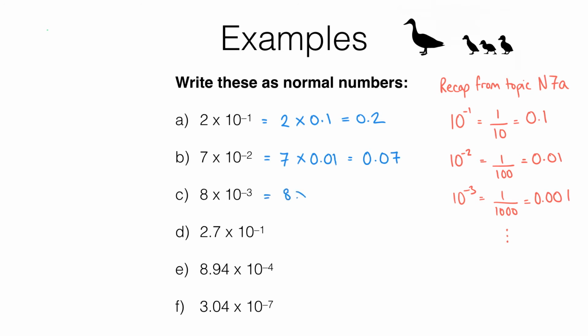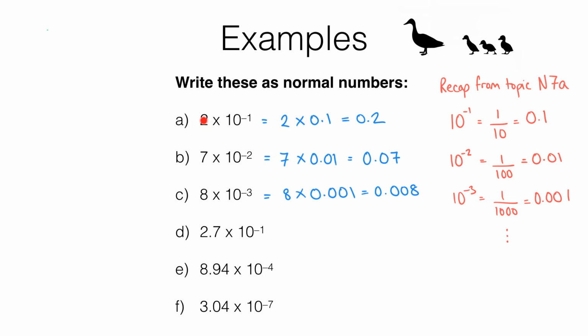8 times 10 to the -3 is 8 times 0.001, and that would give you 0.008. Before we move on to question D, let's make an observation about what's going on.